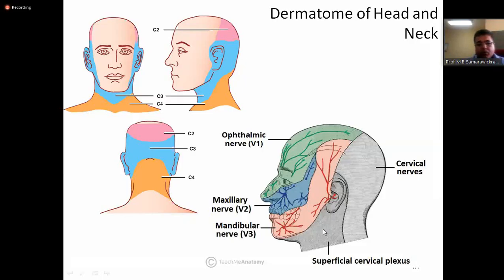Right, so you have to know the areas supplied by C2, C3 and C4, and the areas supplied by the ophthalmic, maxillary and mandibular branches, right? And you have to know the individual nerves as well. In this area it is supplied by your great auricular nerve, and behind, the lesser occipital, and this area is the greater occipital nerve.